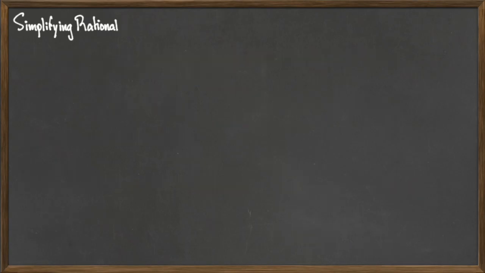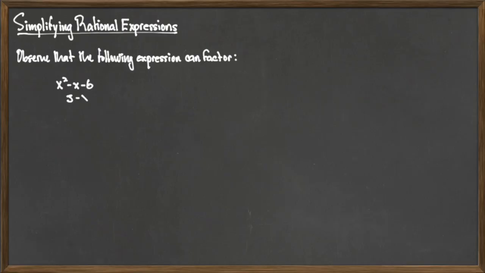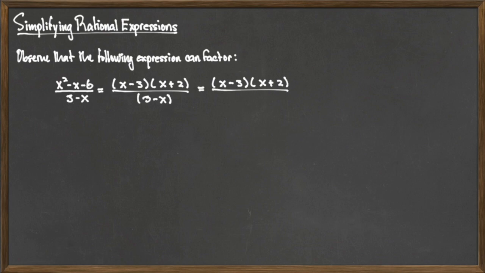The main topic of this section is learning how to simplify rational expressions. So suppose that we started with x squared minus x minus 6 divided by 3 minus x. I notice that the numerator factors as (x minus 3) times (x plus 2). I also know that in the denominator I can factor out a negative 1, revealing the exact same factors upstairs and downstairs. Now our intuition tells me that these would cancel each other out, and they do, we just have to be careful.